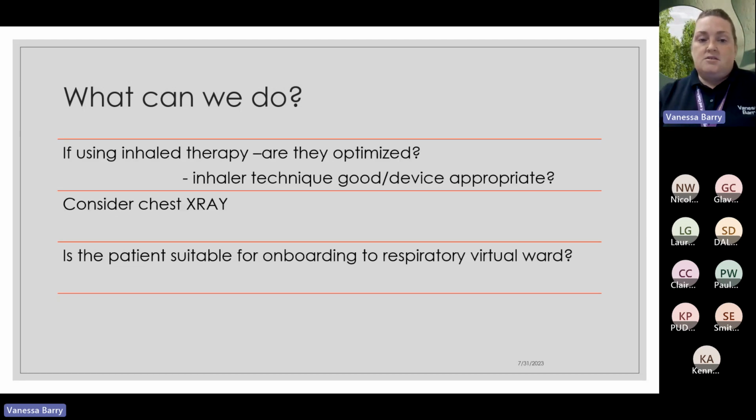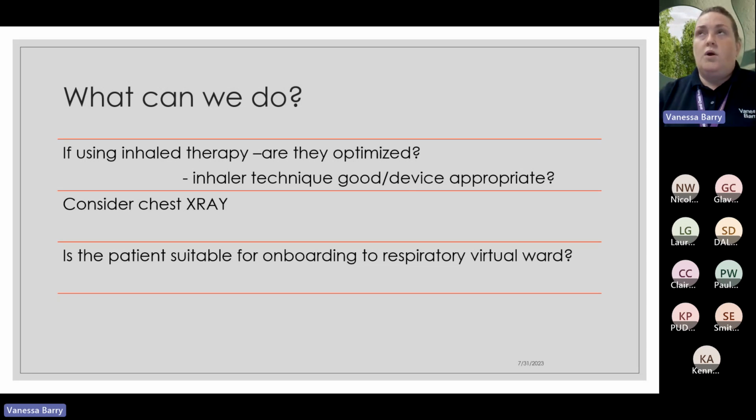Are they optimised? From our perspective, are they using inhaled therapy? Is that appropriate? Can they use it effectively? Have they got a good inhaler technique? Is the device that they're using appropriate? Do they look like they've got good enough inspiratory effort, for example, especially on the dry powders? Because a lot of the time, people don't get reviewed as often as they should with their inhaler technique, and as they age, they struggle to get the inspiratory effort for those.